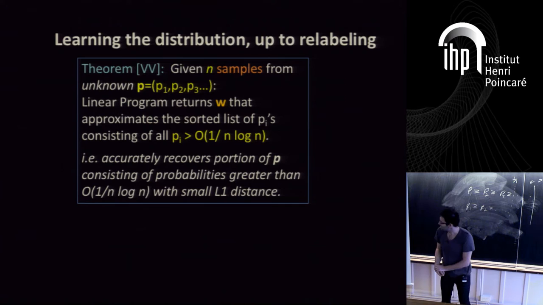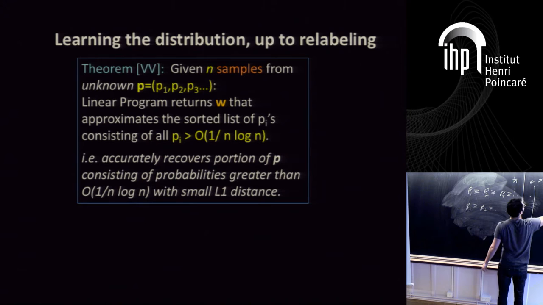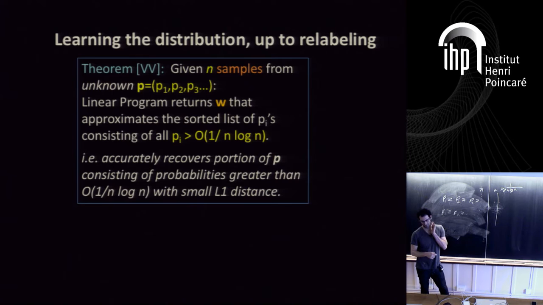Yeah, so if you put maybe epsilon squared on the bottom, then the L1 distance will be less than epsilon with high probability.